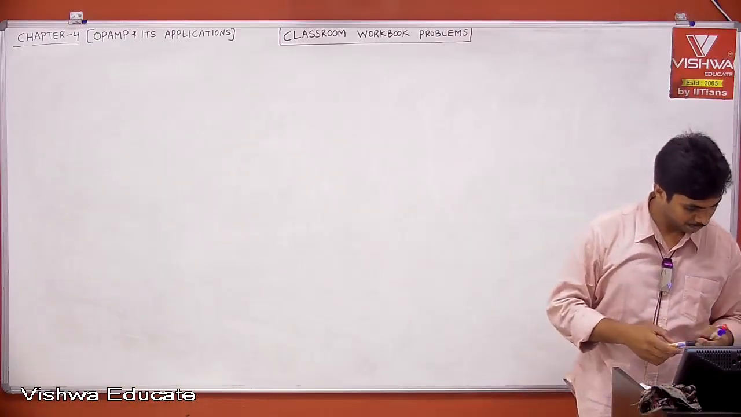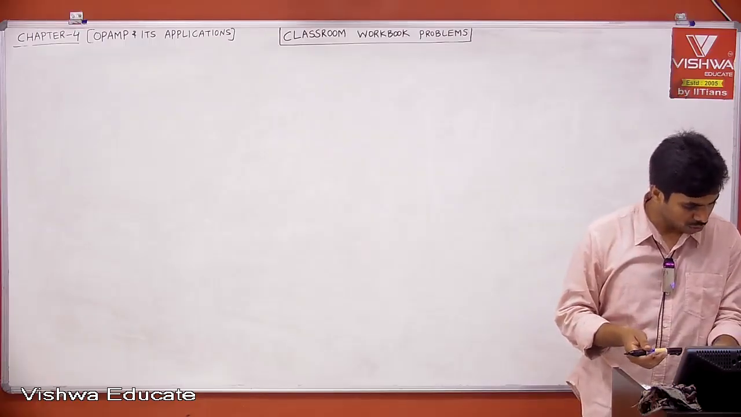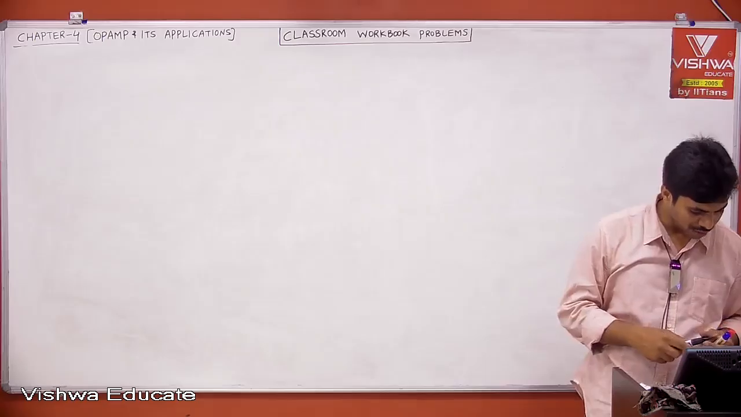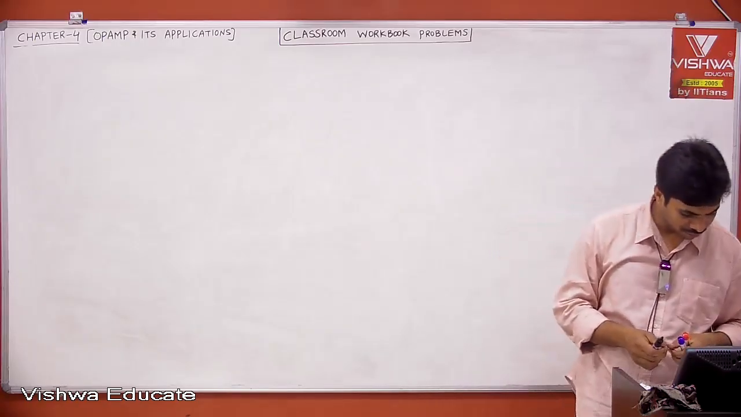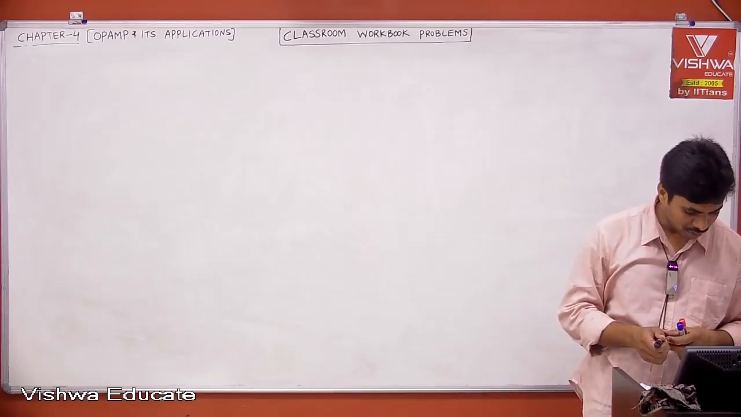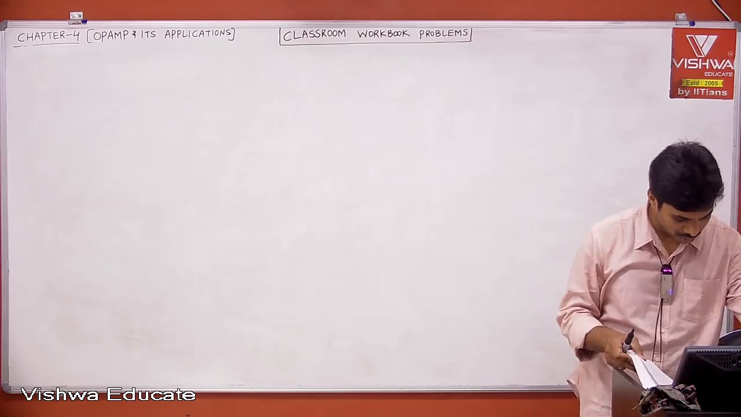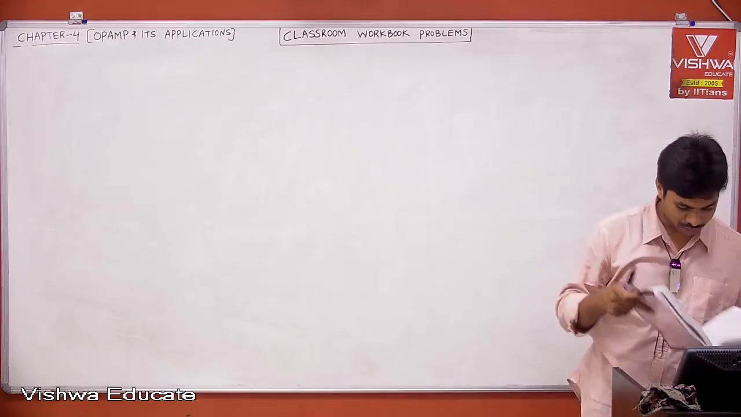Problem number 6. In the op-amp circuit shown, assume that the diode current follows the equation I is equal to Is into exponential of V by Vt. For Vi is equal to 2 volts, V0 is equal to V01. For Vi is equal to 4 volts, V0 is equal to V02. Then the relationship between V01 and V02 is.